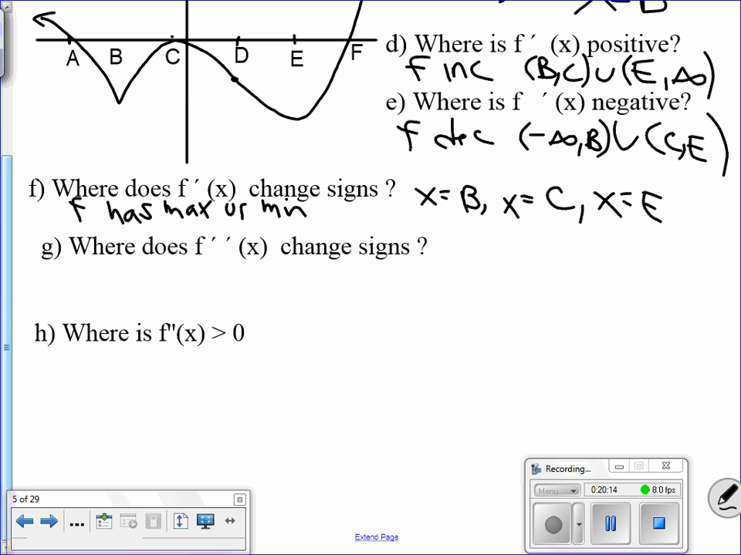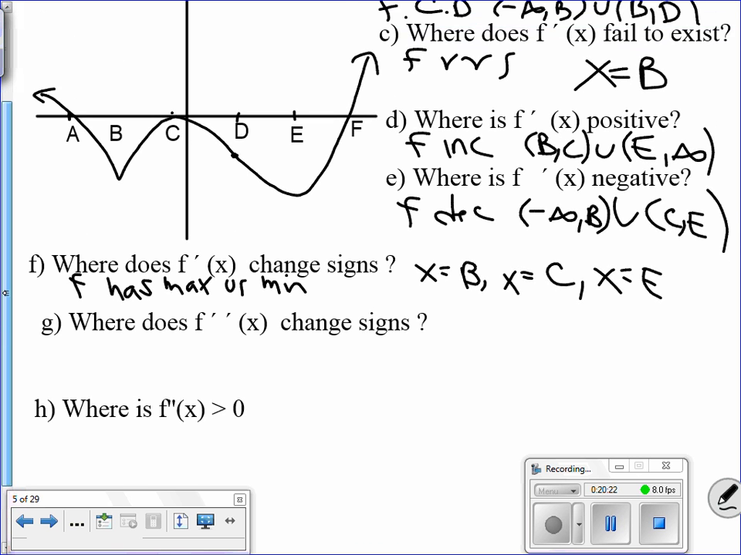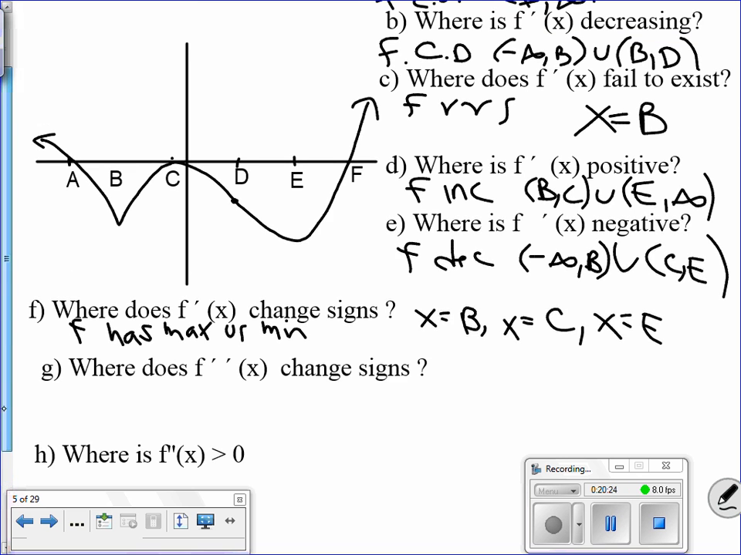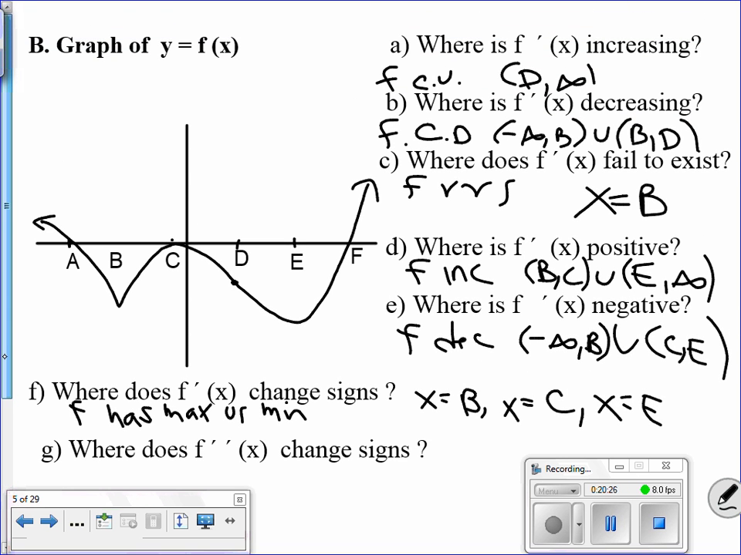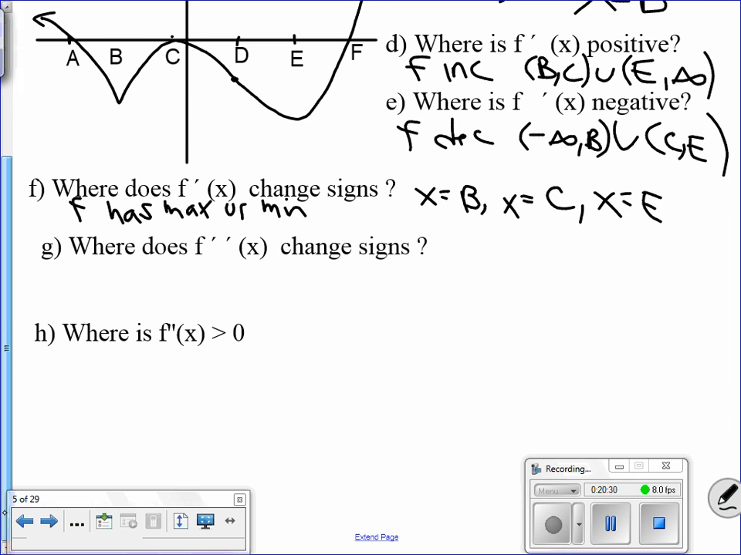I'm going on to H. Where does the second derivative change sign? Second derivative changes sign when the function has a point of inflection. You know that, right? You knew it. F has a PI. Now we got to look.